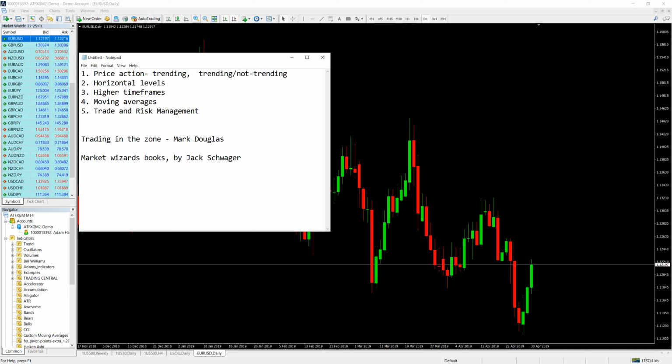Okay, so basically what we want to do is understand the difference between trending and not trending. Any market, any time frame is either going to be in one of two states. It's either trending or not trending currently. And if it's not trending, I want to stay away from it. And if it's trending, it's either going to be trending up or down. And that's fine. That helps me determine which way I need to go.